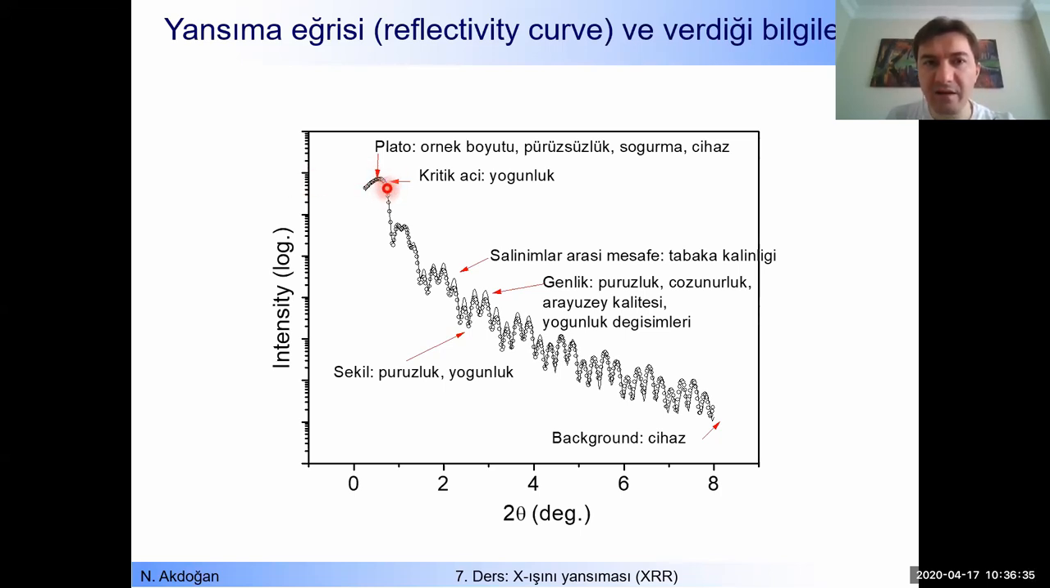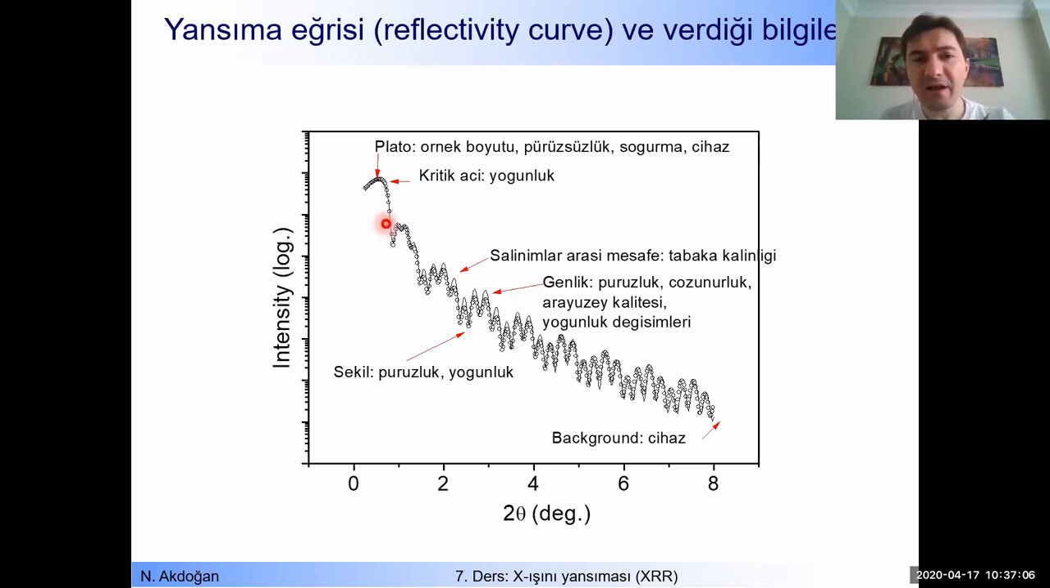But at some critical angle, what happens? Intensity suddenly decreases a lot. This is called the critical angle. At this angle, X-rays start to enter into the material. I will go into detail in the next transparencies. So this is the critical angle, and it is associated with the density. It gives information about the density of the layers, the density of the sample.